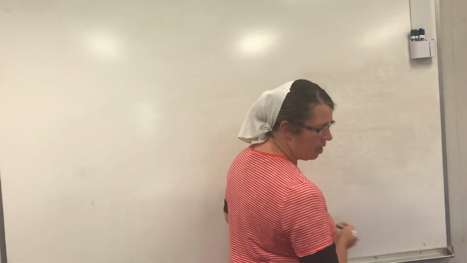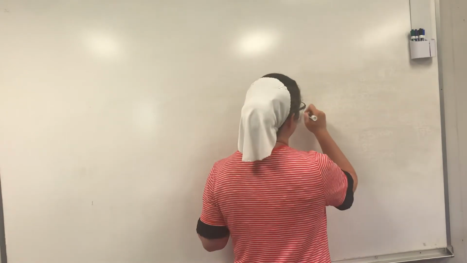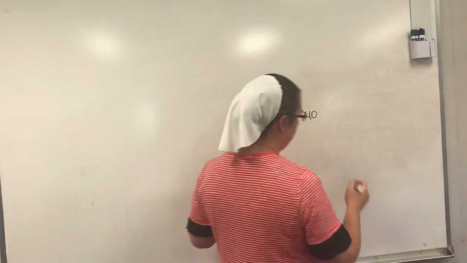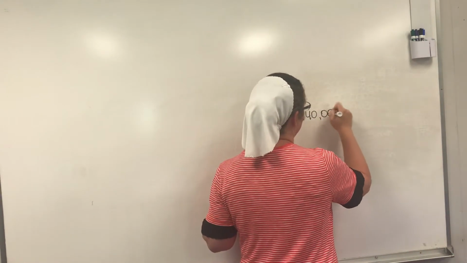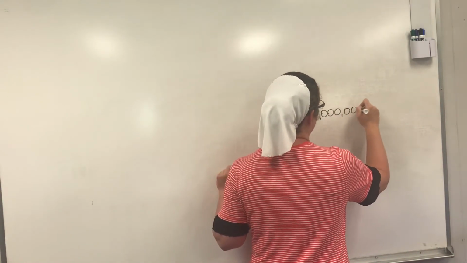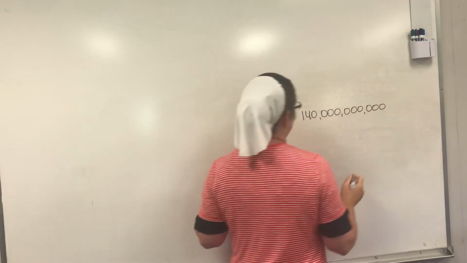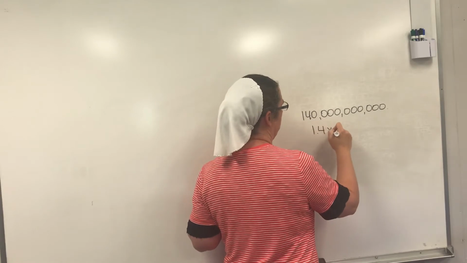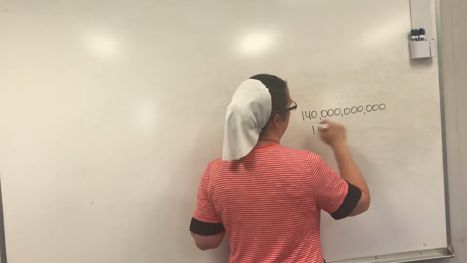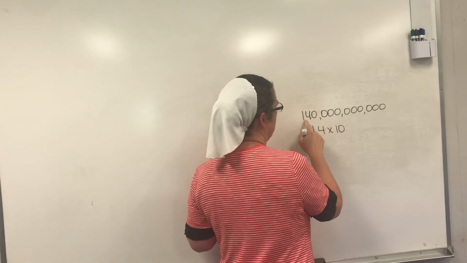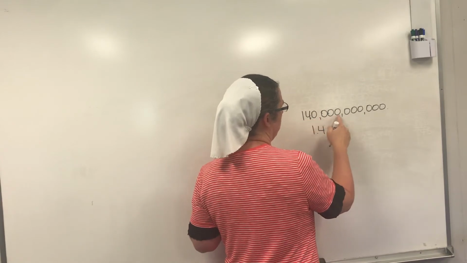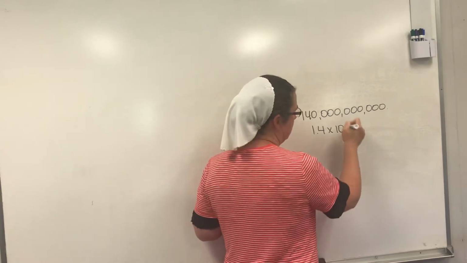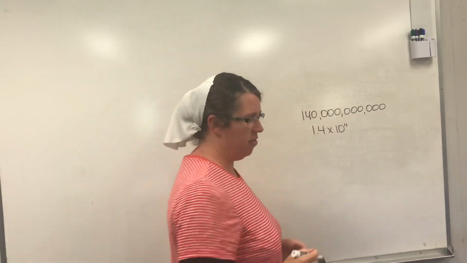All right, let's look at 1b. We have 140 billion. All right, right now our decimal point is right there. We're going to write it as 1.4 times 10. What would it take to put it all the way back here? If it's here, 1, 2, 3, 4, 5, 6, 7, 8, 9, 10, 11, times 10 to the 11th power.